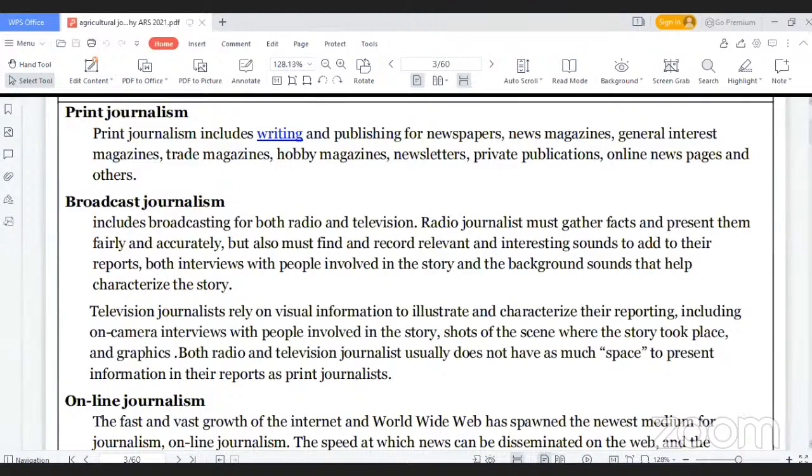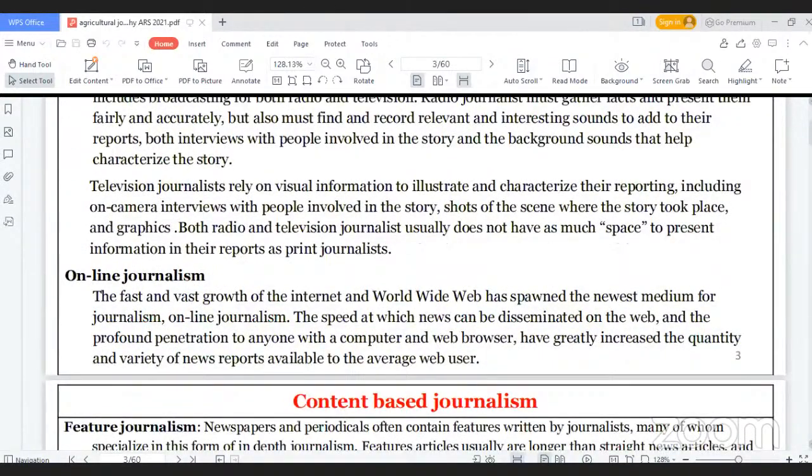Compared to print journalism, where there is a lot to print, in broadcast journalism generally you have less time, maybe 5 minutes or 10 minutes. Then nowadays, for the last 10 to 15 years, online journalism has also become popular. Online journalism goes through the internet or World Wide Web, through different types of blogs and social media, Twitter, Facebook. These are known as online journalism.